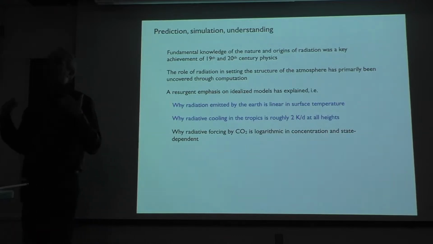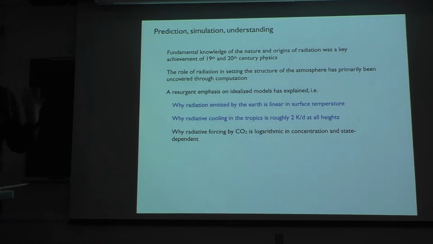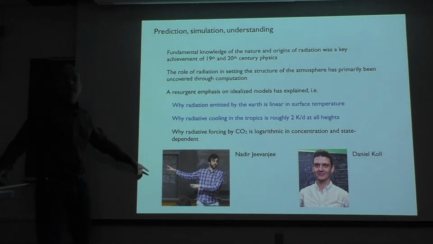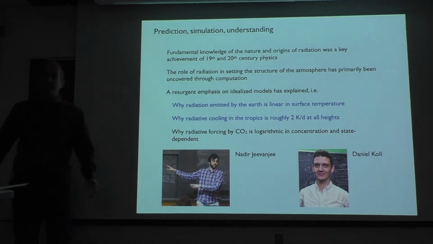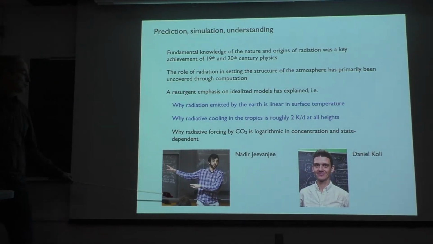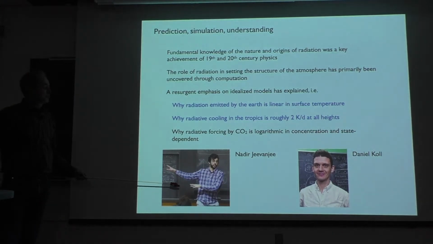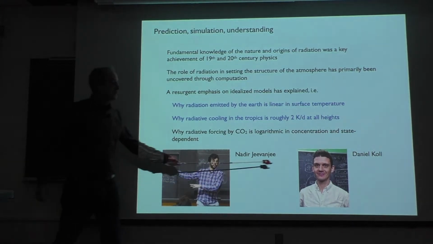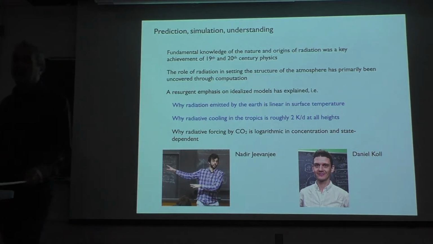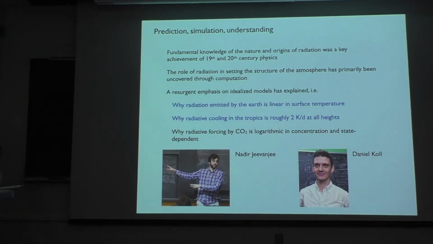Why is radiative forcing by carbon dioxide logarithmic in concentration? Why does it depend on the state of the atmosphere? These are all really interesting questions. Many of them have been addressed by these 2 young folks down here. So Nader Jeevanjee, who works now for NOAA at GFDL. And Daniel Kohl is a German guy raised in East Africa who is now working at the University of Beijing.